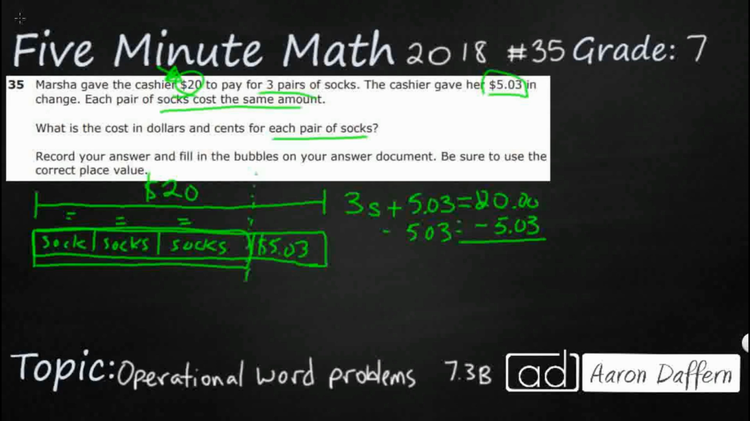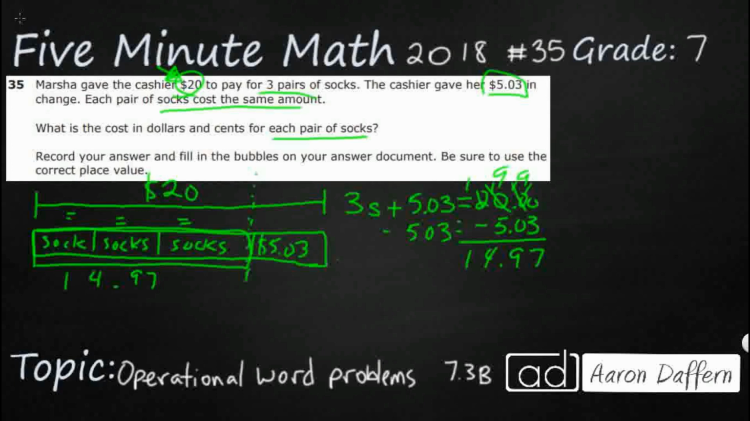So let's borrow from this 2. That's going to leave us 10. And so that's going to be 9, 10, 9. There we go. Once we get that set up, we're good to go. So that's going to be 7, 9, and that is going to be 4. All right, so $14.97. So that's really what we're dealing with right here, $14.97. And now we just got to split that by 3, right?